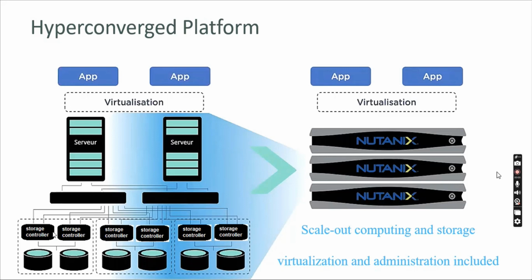This thing is managed by your CVM. CVM is connected to the storage controller. Every box has a storage controller, and the storage controller is managed by your CVM. Every box has one CVM. CVM means controller virtual machine. Node 1 has one CVM, node 2 has one CVM, node 3 has one CVM. If one CVM goes down, the other two CVMs can manage. So there is redundancy. If one CVM goes down, the other two can manage all the storage related tasks. But if two CVMs go down, there will be no redundancy.